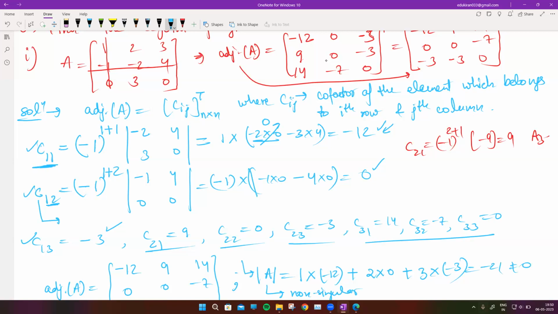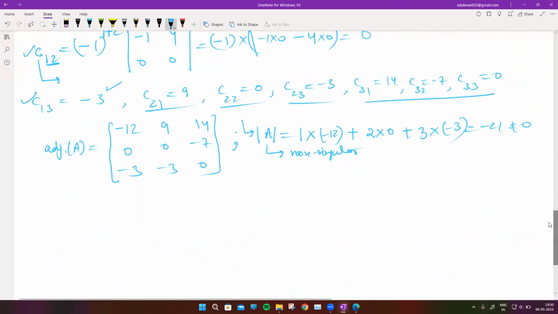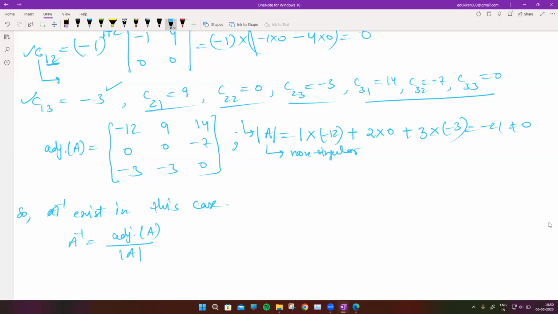If A is non-singular, I can easily find its inverse, because I already have the adjoint and the value of the determinant. So A inverse exists in this case, and A inverse would be the adjoint of A divided by the determinant of A.